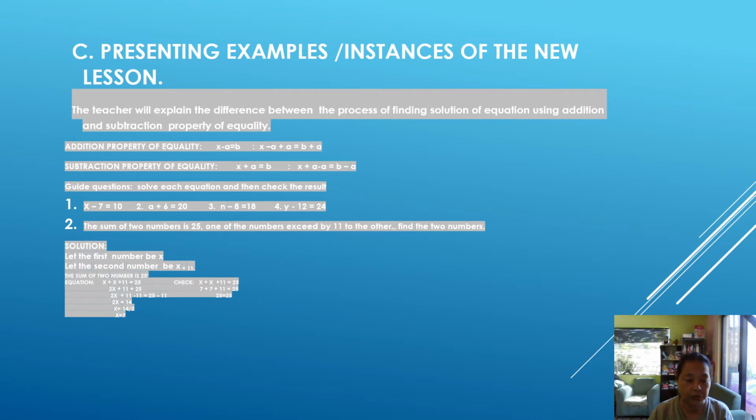To check, we are going to use the original equation. x plus x plus 11 is equal to 25, where x is equal to 7. So 7 plus 7 plus 11 is equal to 25. When you add 7 and 7, 14, plus 11 is equal to 25, and that is correct.